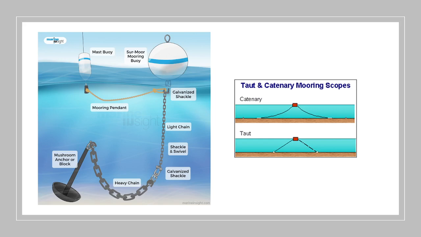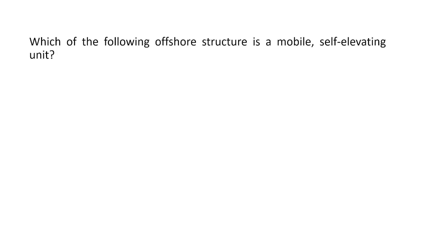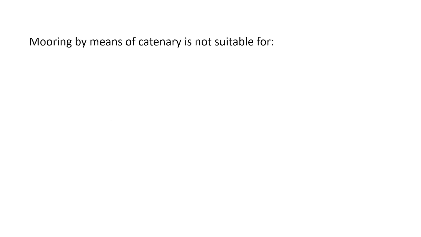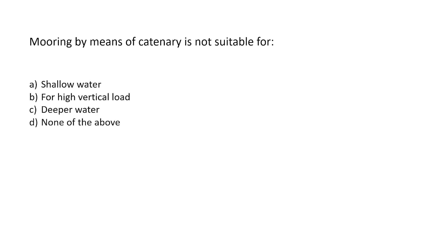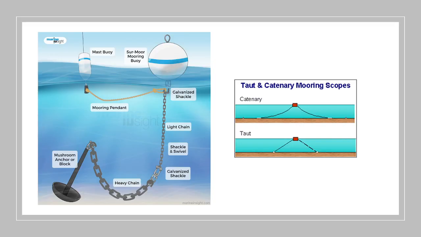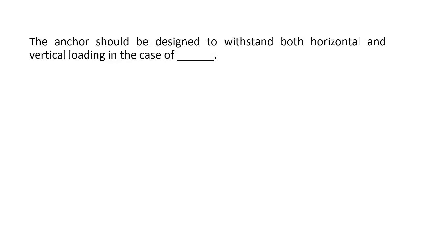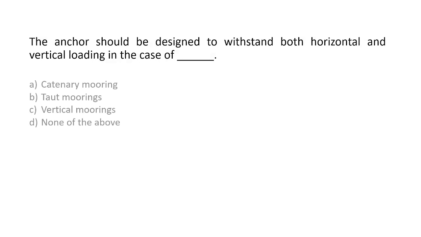Okay, I'll go to the questions. Mooring by means of catenary is not suitable for what kind of water? Shallow water, high vertical load, deeper water, or none of the above? C, deeper water. Yeah, correct. Okay, so I think mooring is clear. Next is, the anchor should be designed to withstand both horizontal and vertical loading in case of which kind of mooring?